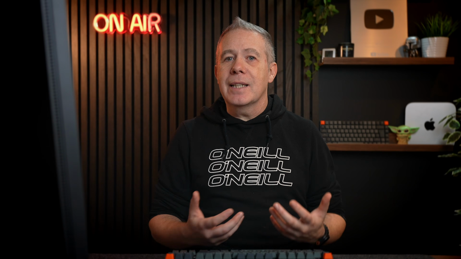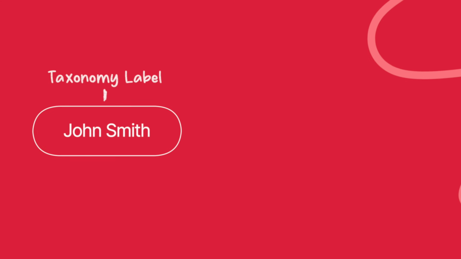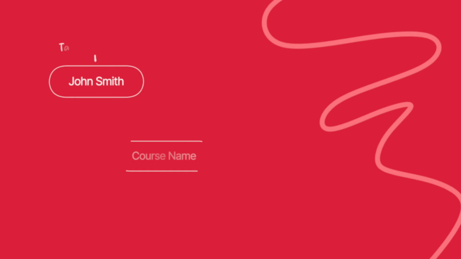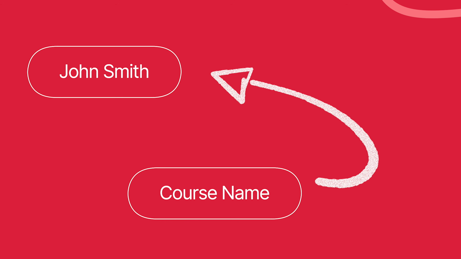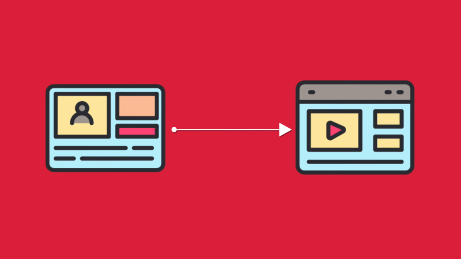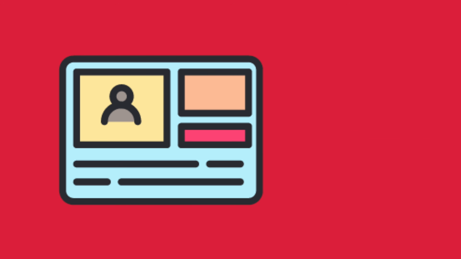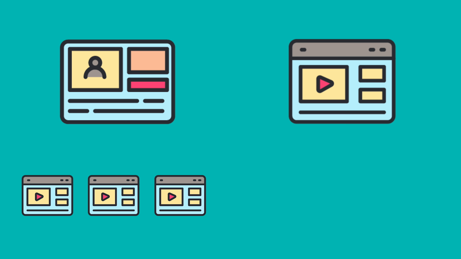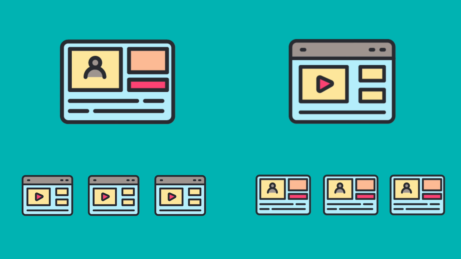Relationship fields are designed to connect actual pieces of content together. Instead of saying this course has a label John Smith, you're saying this course is connected to this specific instructor. So now you might have a course post type and an instructor post type connected by a relationship field. Each instructor has their own data, their own page, and their own presence on the site. One instructor can teach multiple courses, and one course can have multiple instructors, and that relationship is clear, intentional, and flexible.